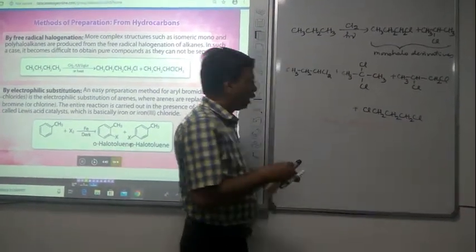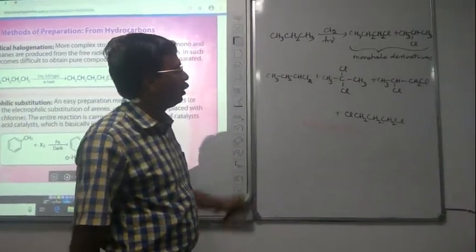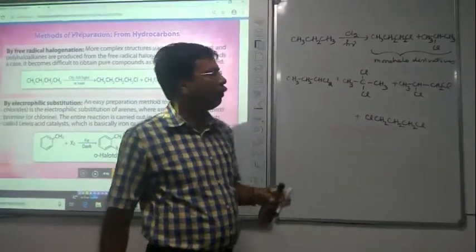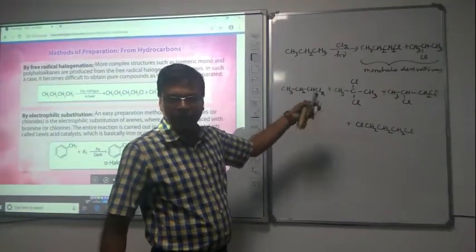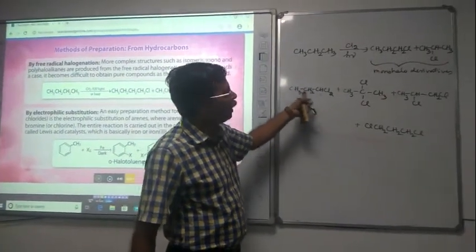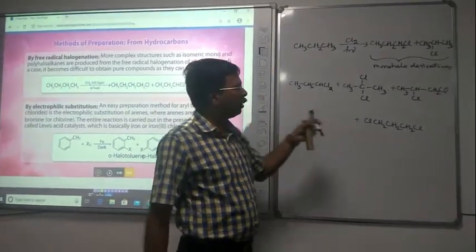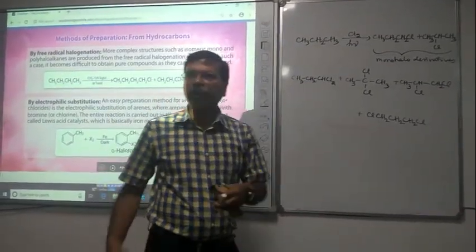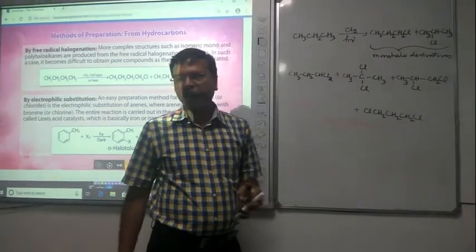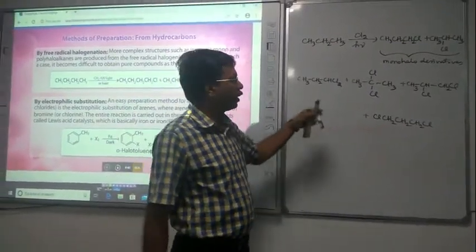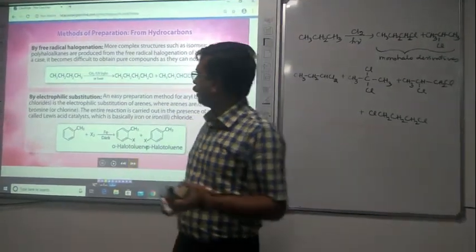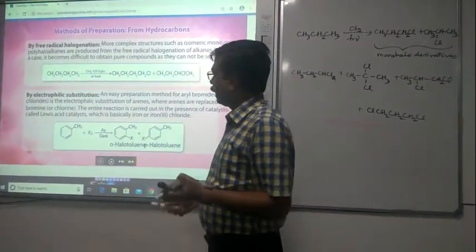The reaction takes place through the free radical substitution mechanism, and the reaction does not end over here. The reaction continues. You can get trihalo, tetrahalo, a number of polyhalo derivatives depending on the concentration of halogen we are using. But these are the possible products. So this is about free radical substitution reaction in alkanes.